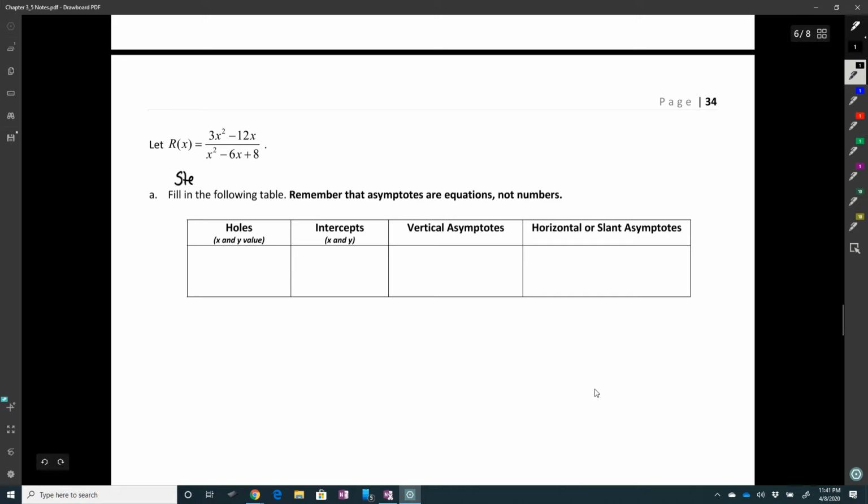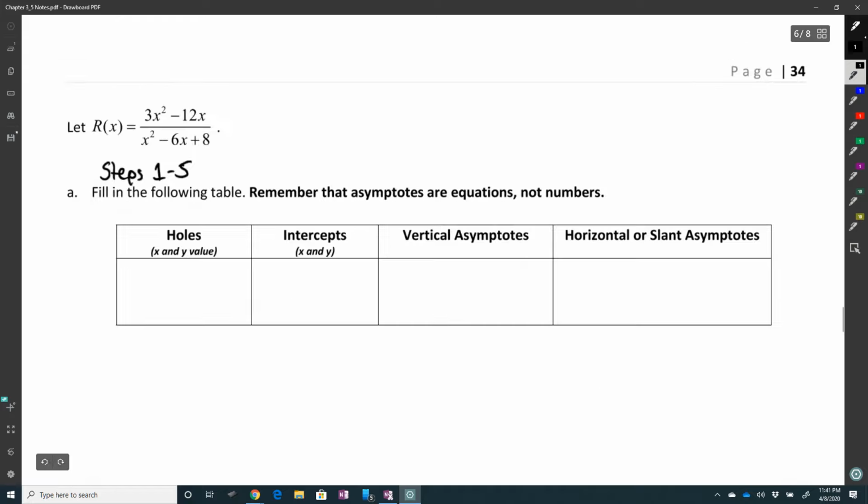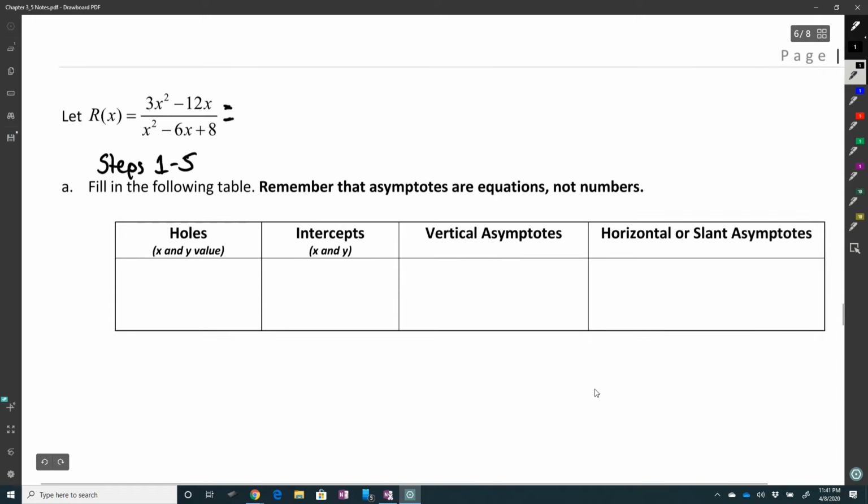So again, this is steps 1 through 5. So here I have my equation. I try to factor it. The top has 3x in common, which leaves us with x minus 4. On the bottom, you can factor that. 2 numbers that multiply to 8 but add to negative 6 are negative 4 and negative 2. Notice the negative 4's cancel. So you're left with 3x over x minus 2.